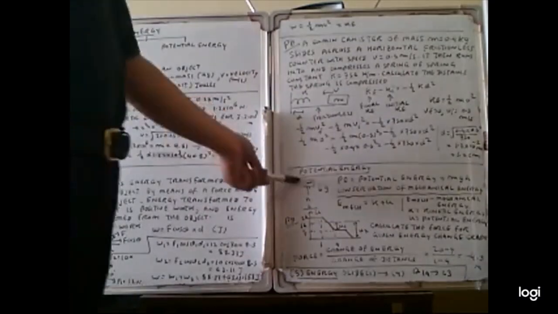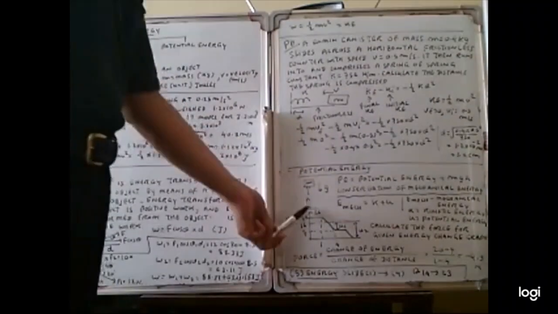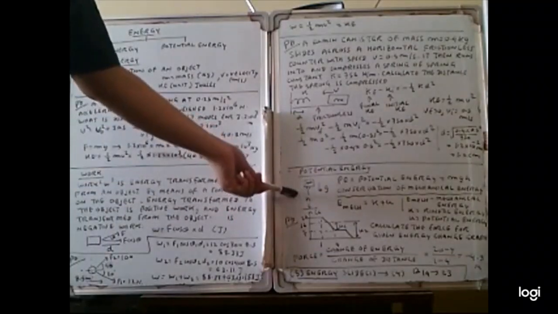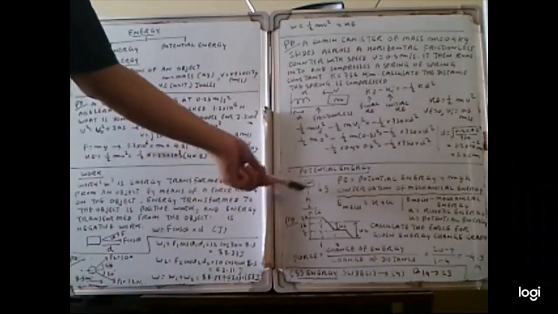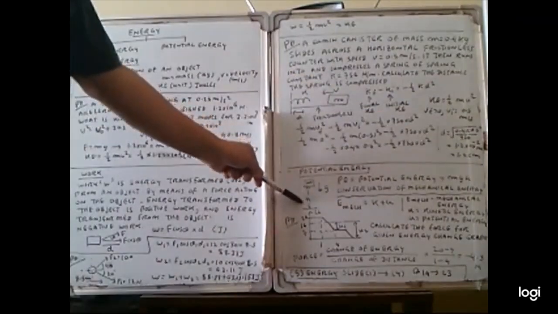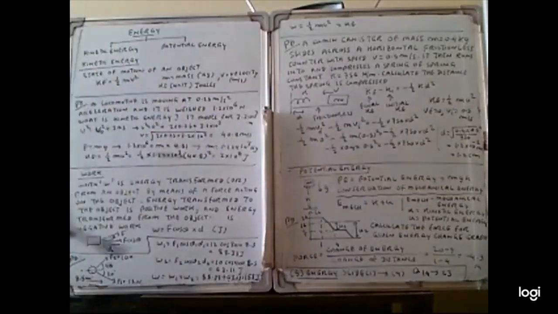So this one is the potential energy. An object above the ground level possesses potential energy. The potential energy can be calculated as mgh, where m is the mass, h is the height, and g is the gravity.